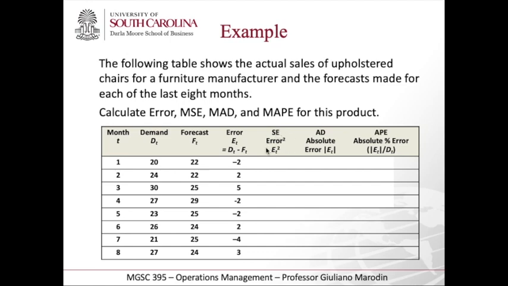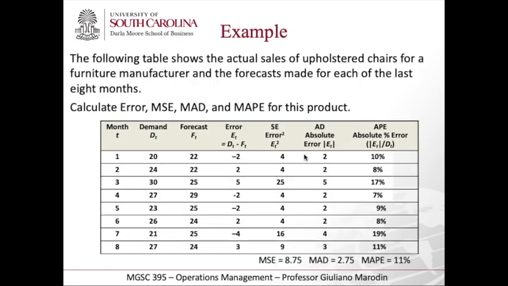If we want to calculate the squared error, we take this number and just square it. So 2 is going to become 4, minus 2 is going to become 4, 5 is going to become 25, and so forth, right? Oops. So here we have the absolute error. We're taking demand minus forecast and absolute, and that's the absolute percentage error, right? So we're taking now 2 divided by the demand, 20, okay? And that gives us our absolute percentage error. 2 divided by 24, that's 8. 5 divided by 30, 17.